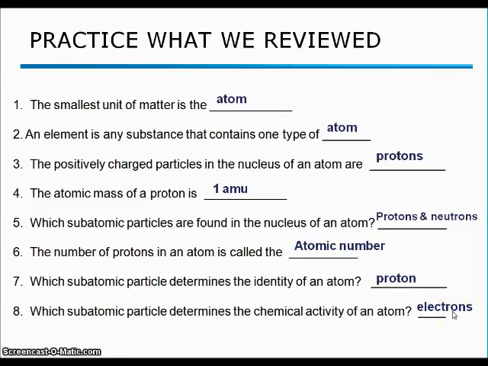And when you think about it, if 2 atoms bump into each other in space, what's going to come in contact? Not the nucleus. That's in the very center. The thing that's going to come in contact with one another are those outermost valence electrons. So that is what's going to determine its chemical activity.